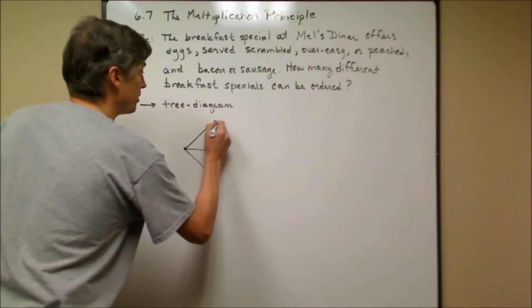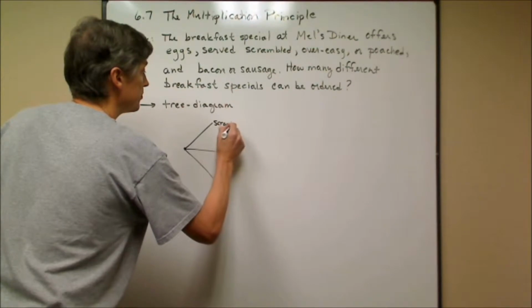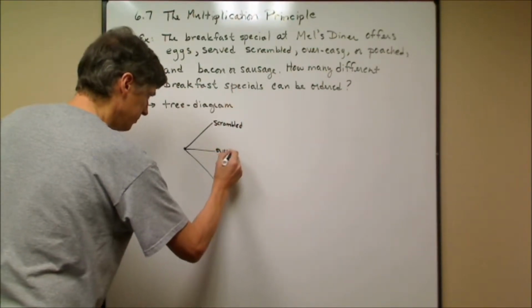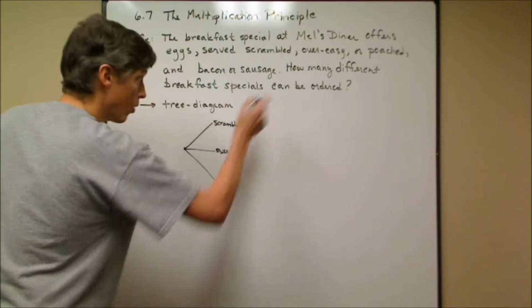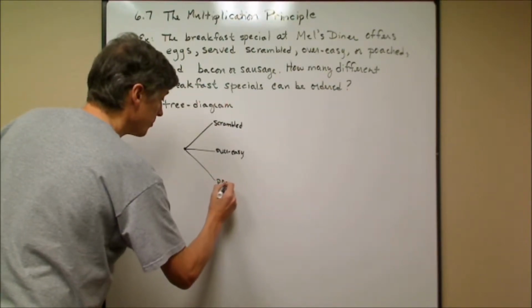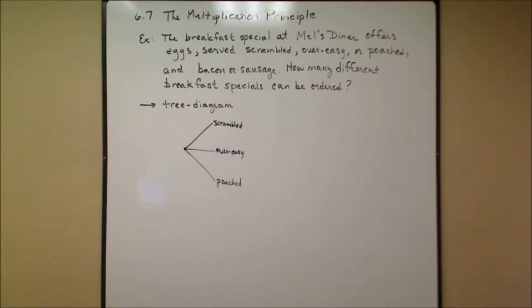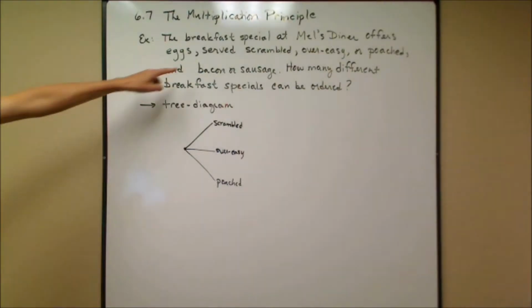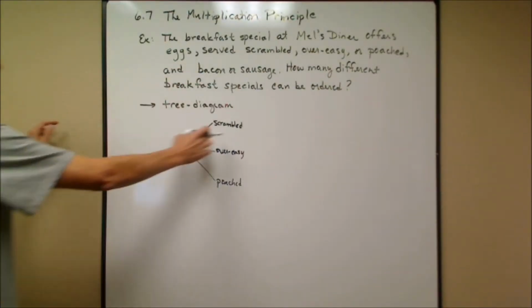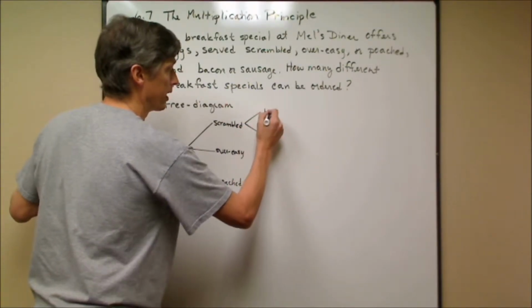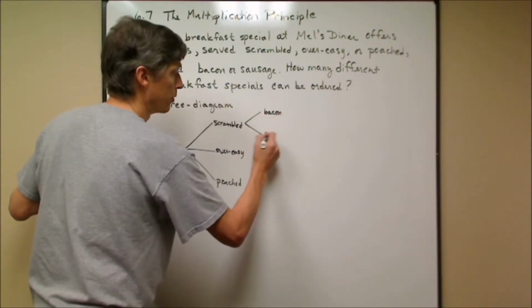They can be scrambled, they can be over easy, or they can be poached. Now, after you choose what style you want your eggs cooked, then you have a decision to make whether you want bacon or sausage. So let's say we decide on scrambled. Well, if we decide on scrambled, we still have to decide, do we want bacon or do we want sausage?